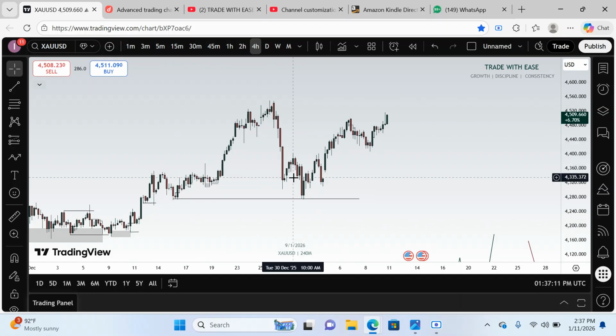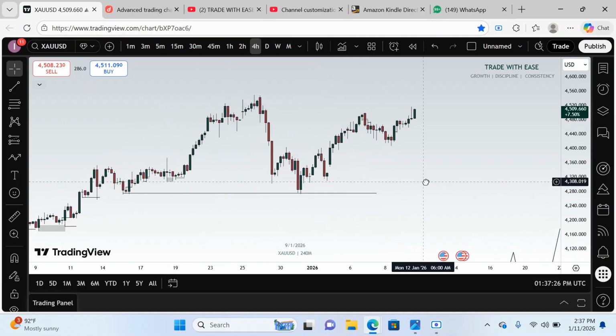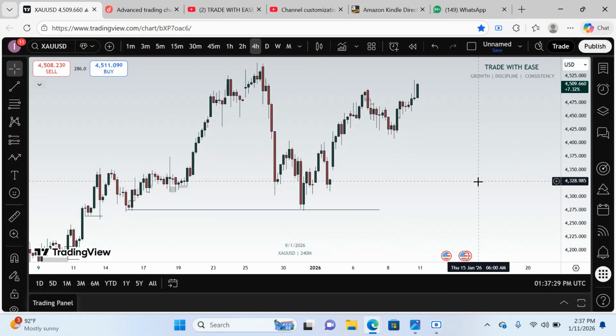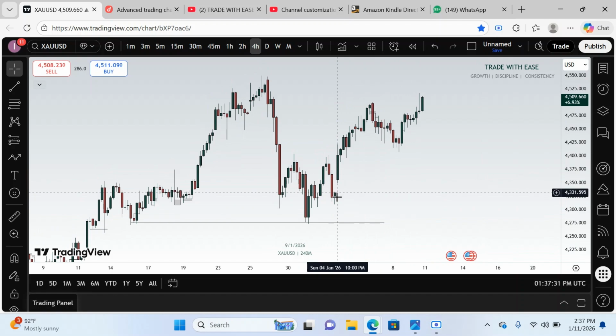But because that did not happen, we can expect price to go back and continue the buy trend and break the structure. And that is what has been happening. So on Monday, price opened, and then the reversal started from here.